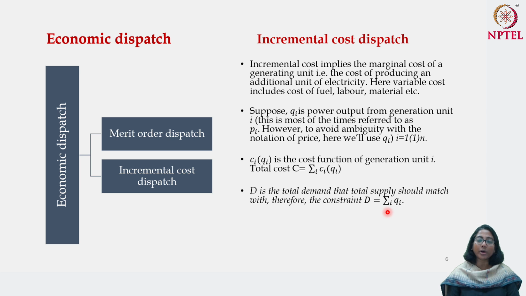So it's okay if it crosses D a little bit. If it is higher than D by a little bit, it's fine. But for this optimization problem, we will keep D equal to summation over i of Qi.